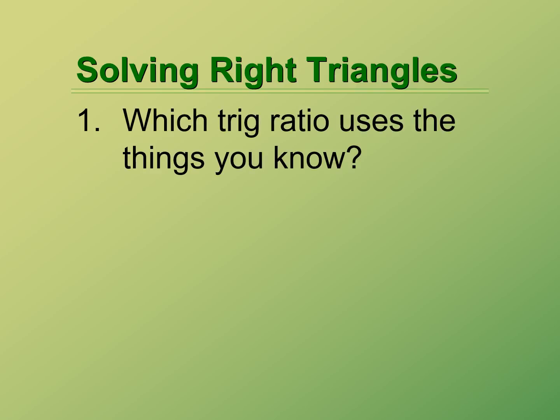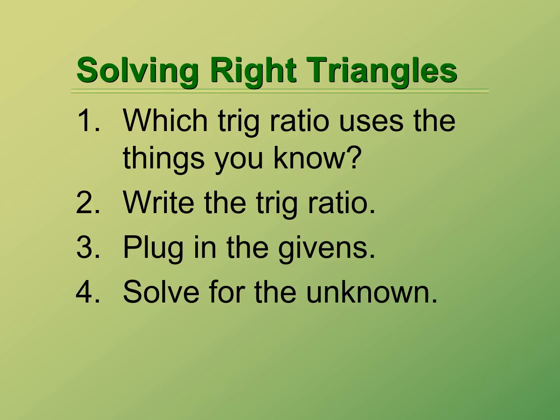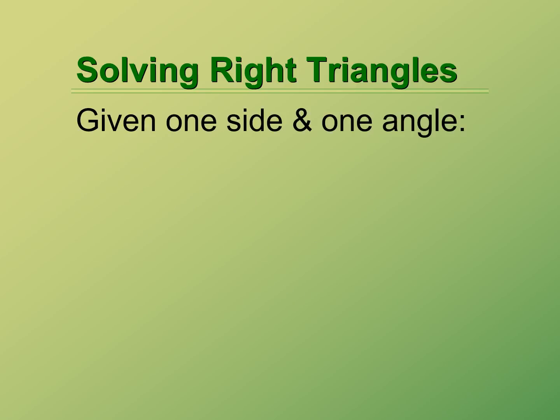So, which trig ratio uses the things that you know? That's the first thing you want to identify. And then write the trig ratio, plug in the given values that you know, and then solve for the unknown. Those are the steps.